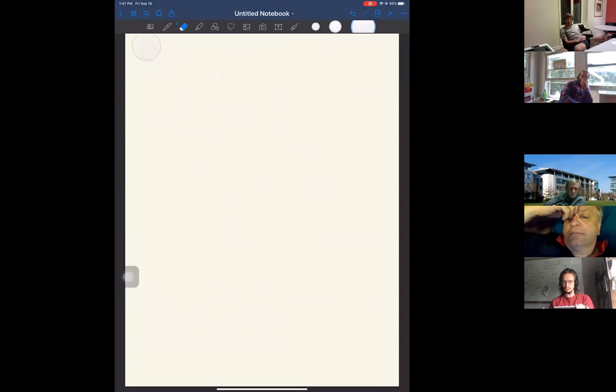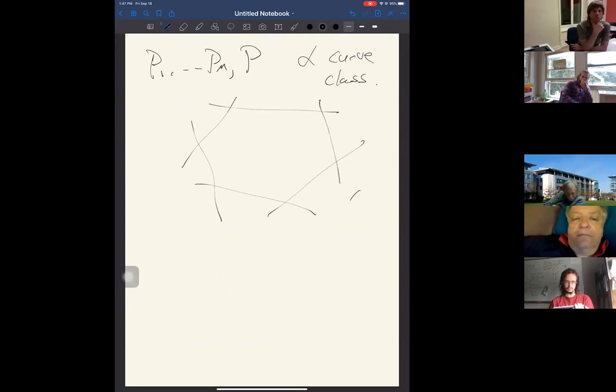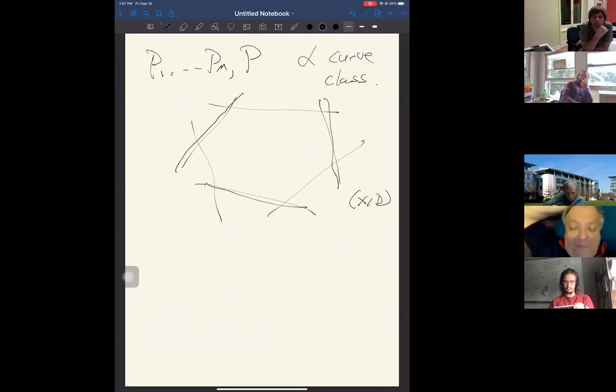So what are we given? We're given P1 up to PM, and also P, and then I have alpha. That's just a curve class. So what's the picture here? Well, let me show you again. Here's our X. I'm showing you the boundary of X. This is our XD. What are these PIs? Well, I'm going to think of the first bunch of them as giving me boundary divisors with multiplicities. I'm writing PI exactly as before, as DI. So I've got some D1, D2, D3. That's what they tell me.